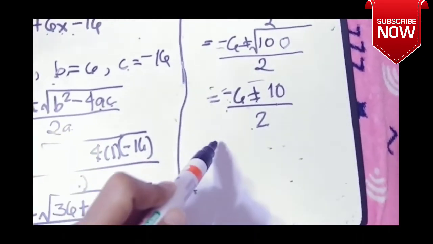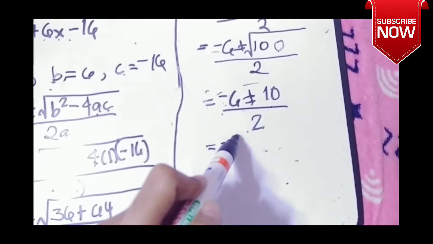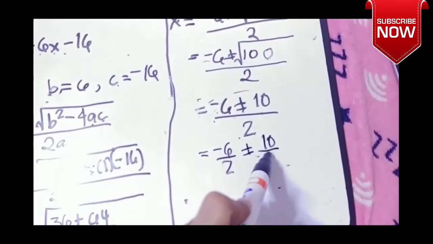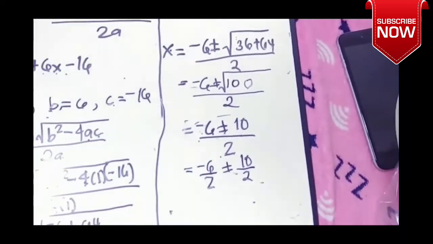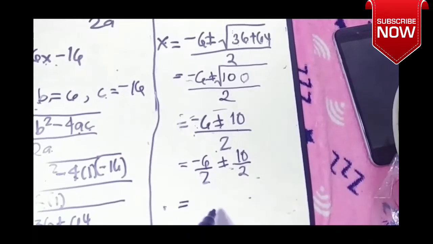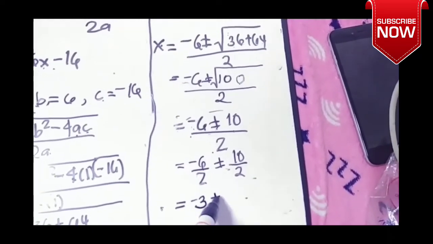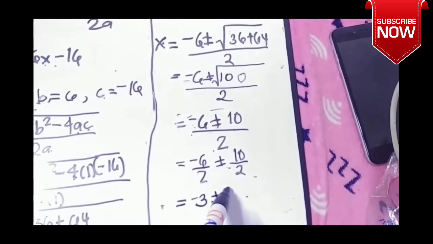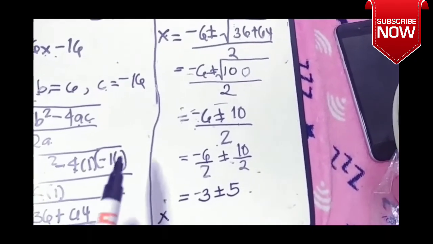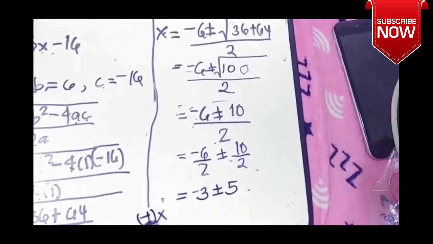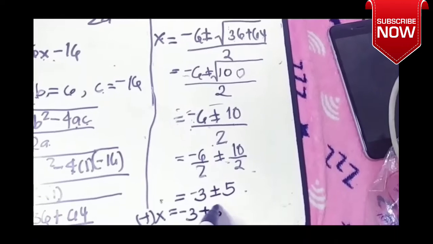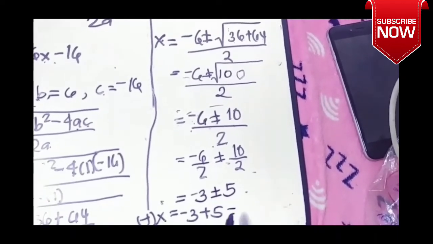So that would be equals negative 6 over 2, the first term, plus minus 10 over 2, the second term. Equals, another simplify, negative 6 over 2, that is negative 3, plus minus 10 divided by 2, that is 5. So we can now directly solve the value of x. Considering the positive sign, negative 3 plus 5, that is positive 2.